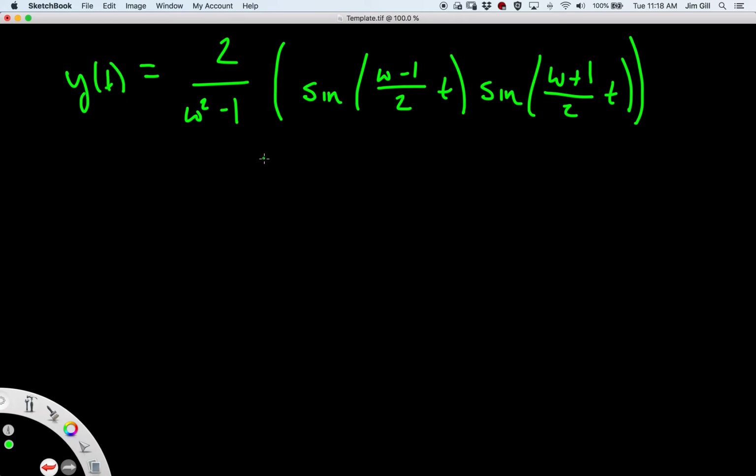Now the advantage is we don't have a sum of sines or cosines anymore. Looking at this term, this is omega minus 1 over 2, and if omega is one of these values close to 1, this is going to be a very small number, and a small number corresponds to a large period. This is going to be a larger number, so this is going to be a smaller period.